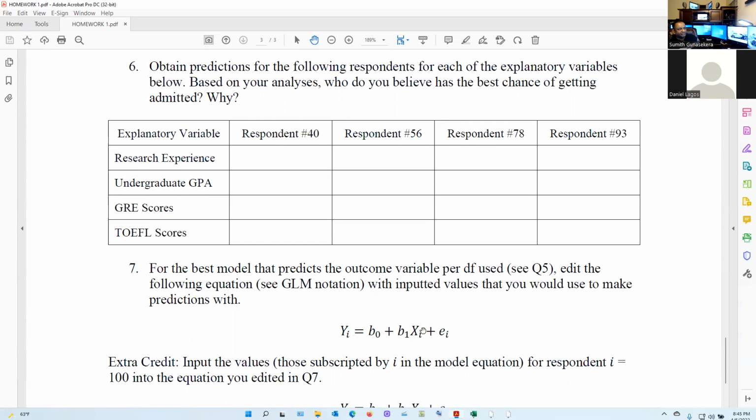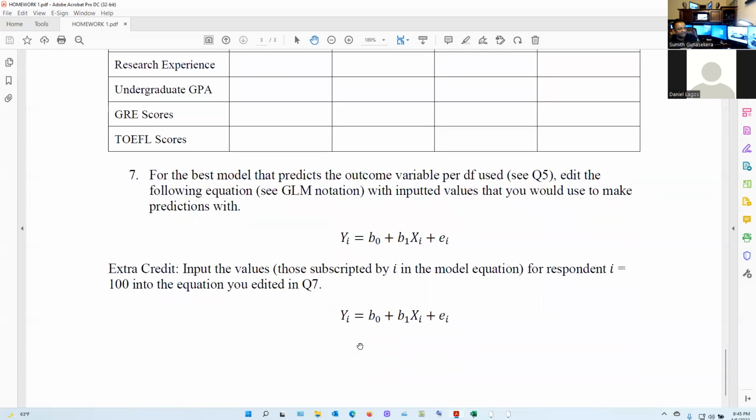If you get this part only, that's the model. Then what do you make predictions with? You take the input values that you would use to make a prediction with this one. Extract the values subscripted by i in the model equation for respondent i, the 100th one, into the equation you edited in P7.